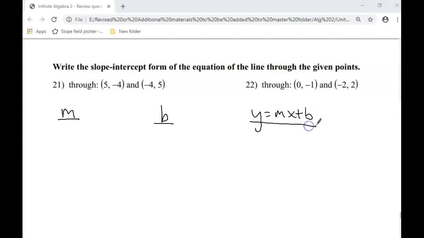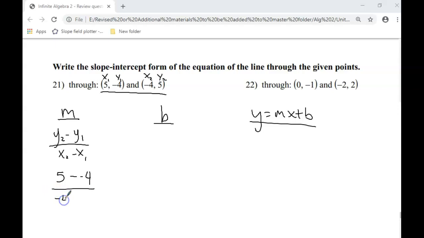Okay? Slope, in case you guys forgot, is y2 minus y1 over x2 minus x1. That's what these are. They're both pairs of x's and y's. We can call one pair the 1's and the other pair the 2's, and it doesn't matter which pair you call the 1's and which pair you call the 2's. But now that we're going to plug it into the formula, my y2 is 5, my y1 is a negative 4, my x2 is a negative 4, and my x1 is a 5. And so I end up with a positive 9, double negatives make a positive, over a negative 9, which is a negative 1.